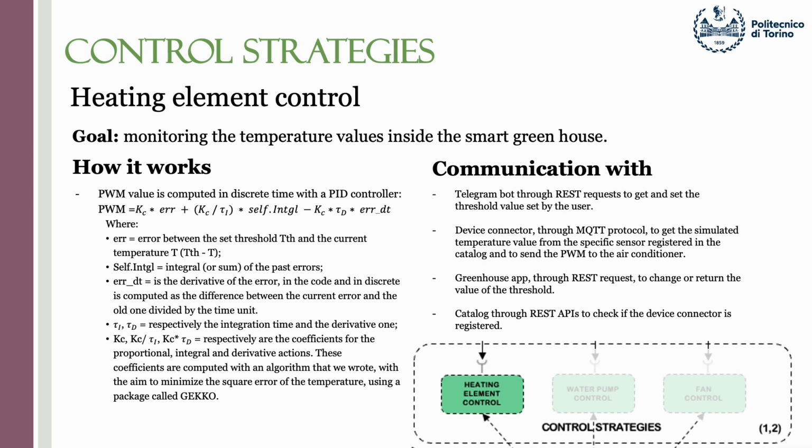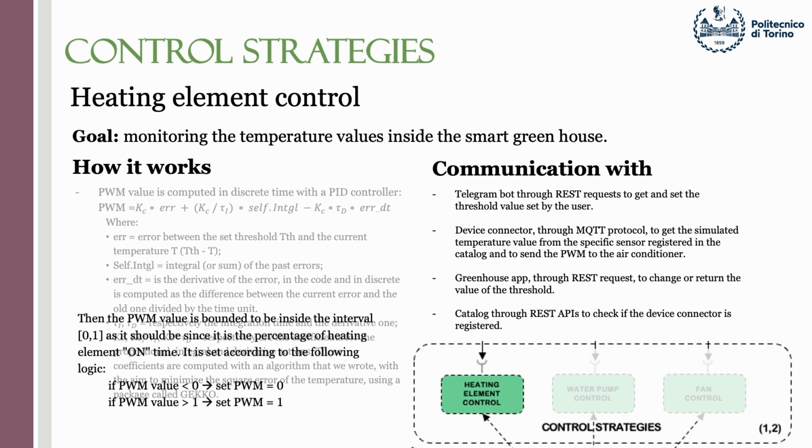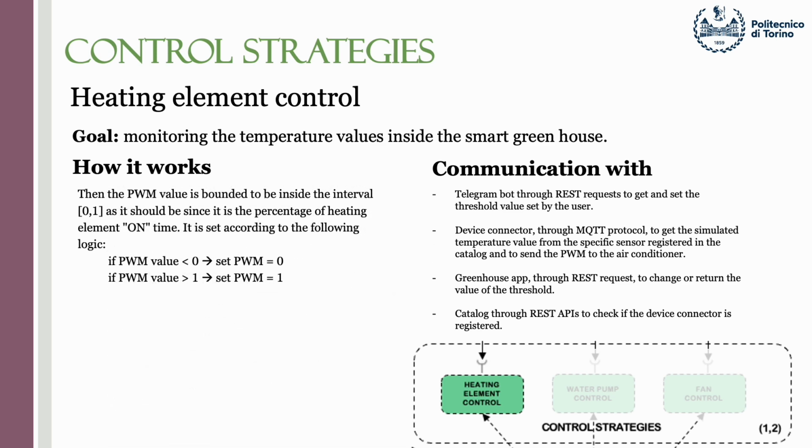So the PWM is the sum of the error, its integral, and its derivative. Each action is multiplied by its own proportional coefficient. These coefficients are computed with an algorithm that we wrote with the aim to minimize the square error of the temperature and find an optimum using a package called Gekko. The PWM value is bounded between 0 and 1 since it is a percentage.